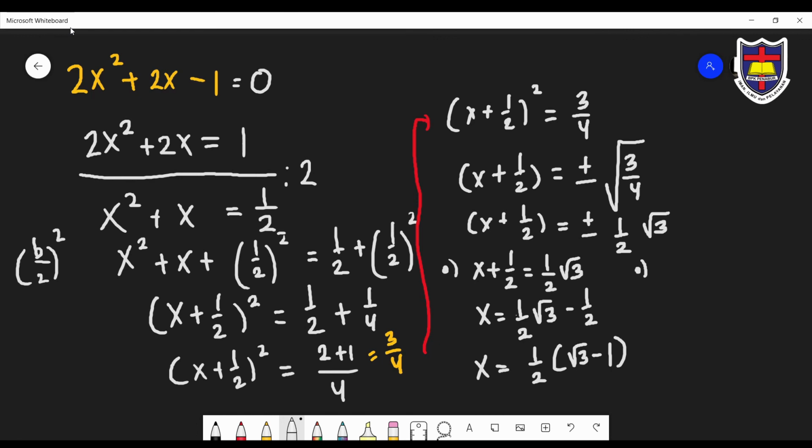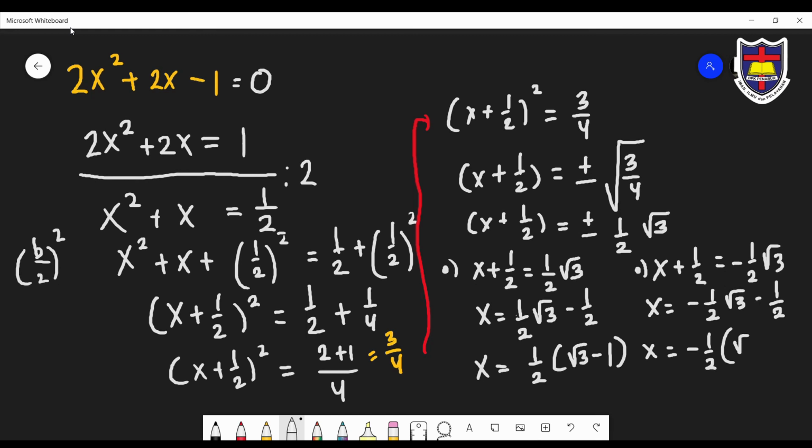Now for the second root, we have x plus 1/2 equals negative 1/2 square root of 3. So x equals negative 1/2 square root of 3 minus 1/2. So we have x equals negative (square root of 3 plus 1) over 2. So this is the first root and this one is the second root.